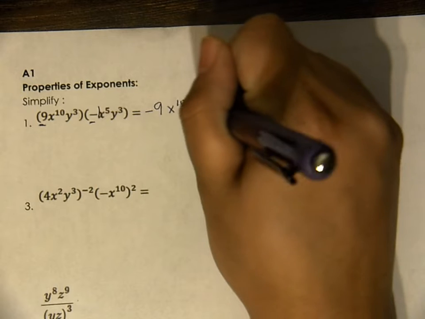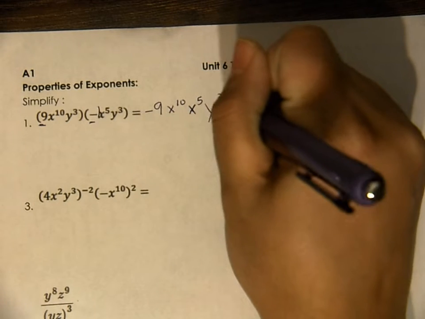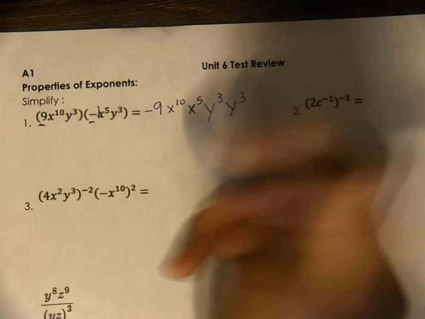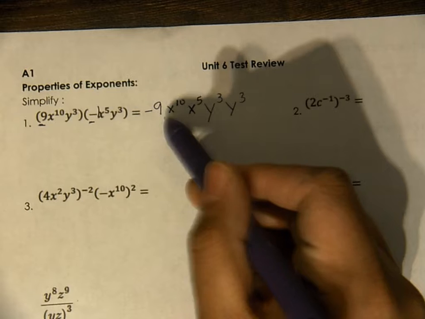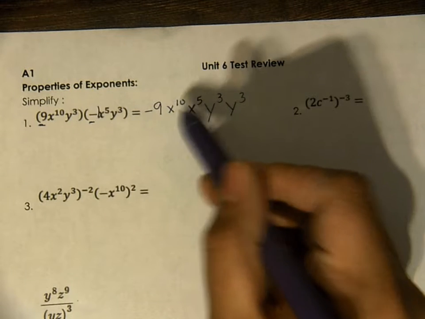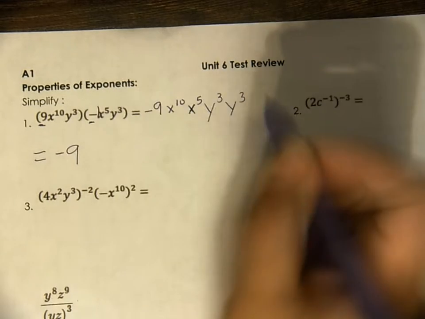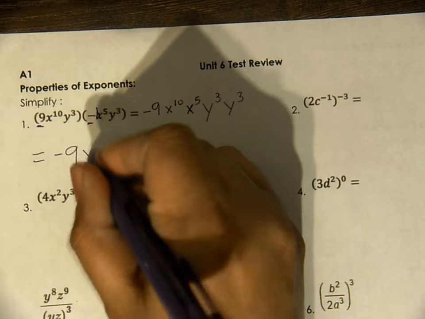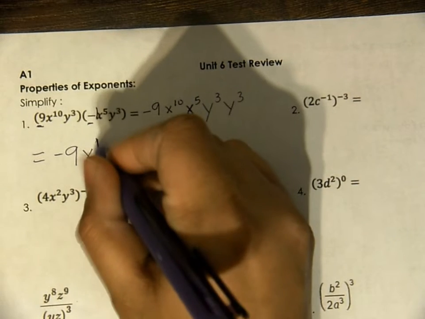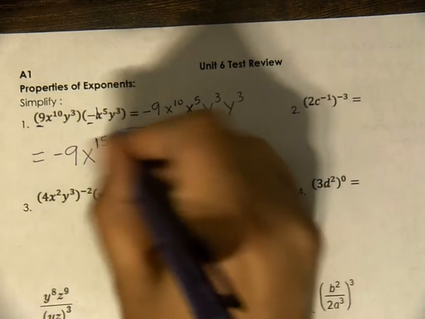It's up to you. For the y's, we would do y cubed and y cubed, and now we're just combining them. So remember, following the rules, if the same base repeats itself, you add the exponents together. Don't multiply them, you're just adding them, keeping the -9 exactly the same. So it would be -9 x to the 15th power and y to the 6th power. This would be your final answer.